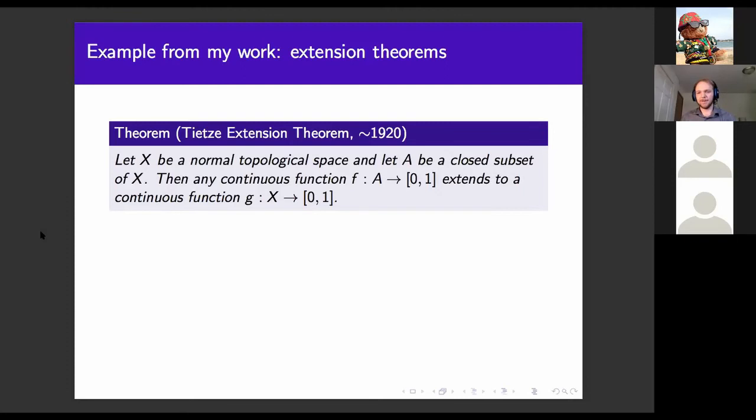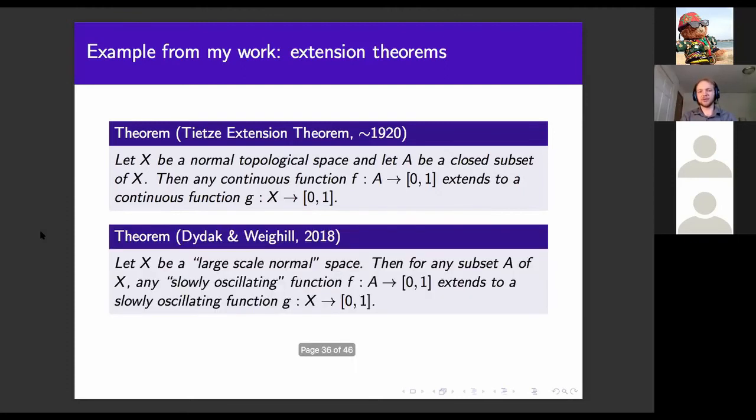Okay? So you don't have to understand all the words in this theorem, but I want you to make the comparison with this theorem, which I wrote with my advisor, which is, let X be a large-scale normal space. So this is another kind of special space that I'm not going to introduce, but it's modeled on the normality in topology. And then for any subset, in fact, and any slowly oscillating function, and these are not bornologous functions, they're kind of like cousins of bornologous functions, it extends over the whole space.